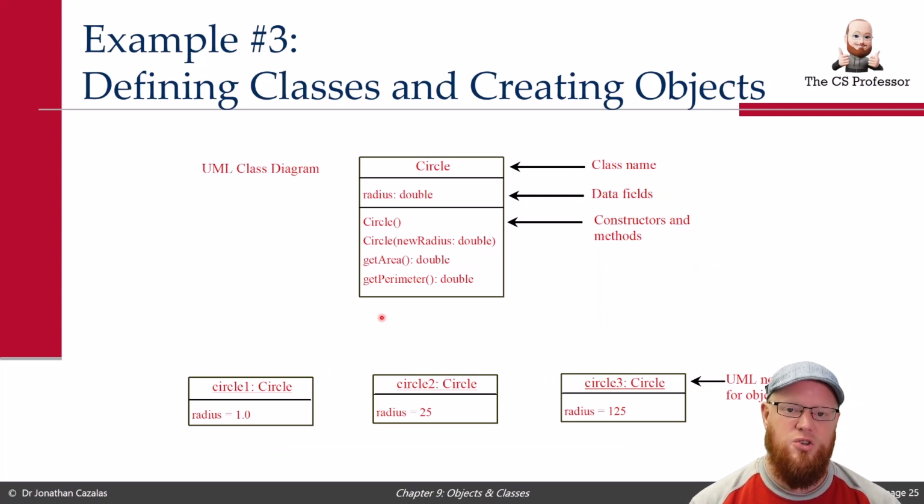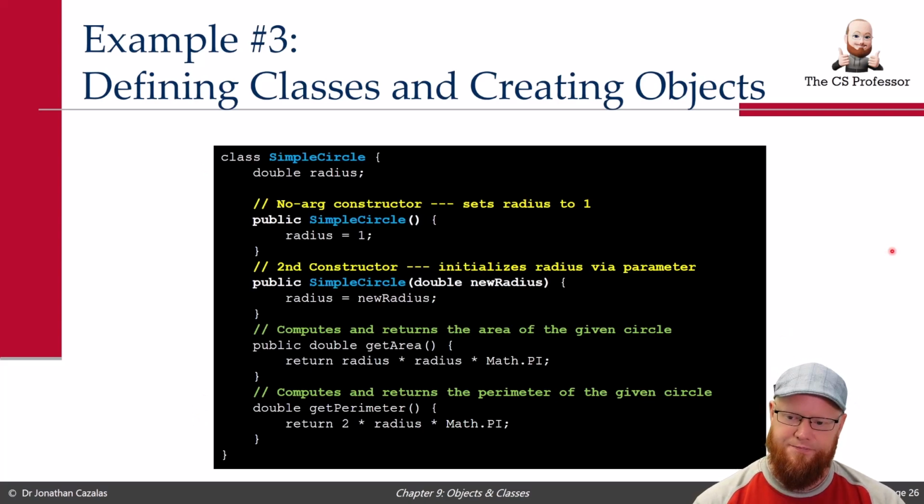Here we have a circle blueprint. This is the UML of our circle class. We have the two constructors shown. We have a getArea method. We have a getPerimeter method. And we see here that we have made 3 circle objects.